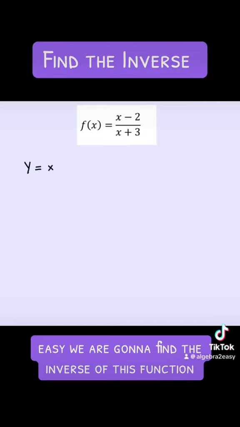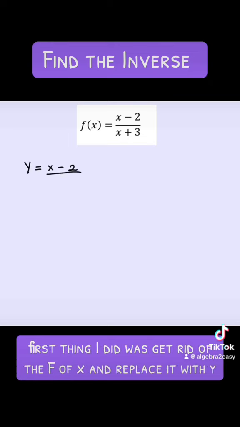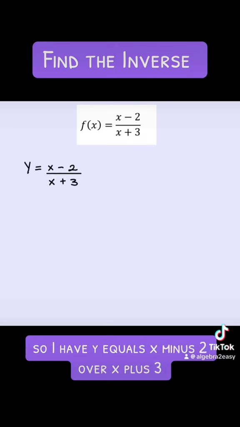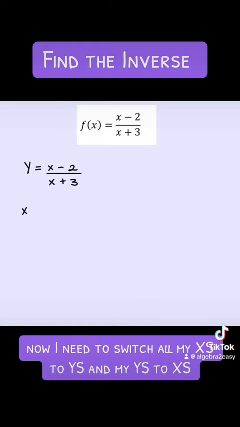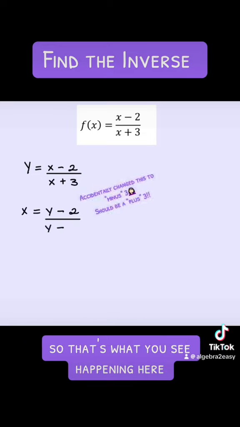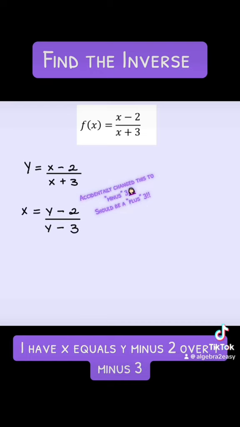We are going to find the inverse of this function. First thing I did was get rid of the f of x and replace it with y. So I have y equals x minus 2 over x plus 3. Now I need to switch all of my x's to y's and my y's to x's. So that's what you see happening here. I have x equals y minus 2 over y minus 3.